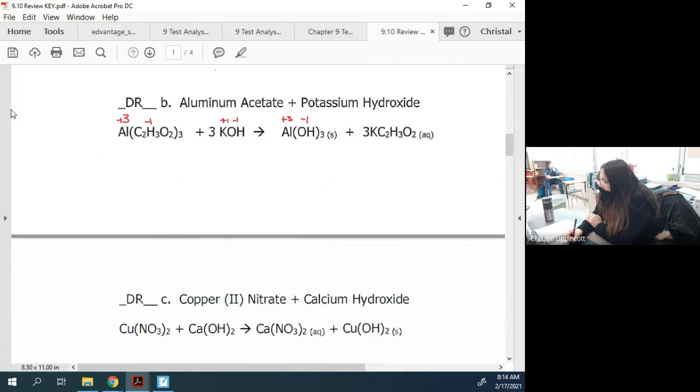Then my potassium goes here, that's a +1, and my acetate is a -1. So that's already balanced for the formula. I can move on to balancing my equation.